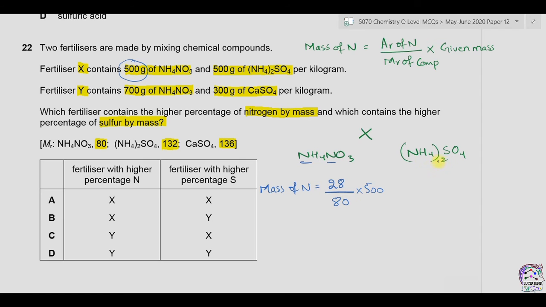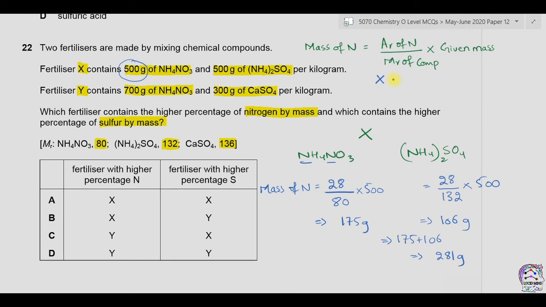Similarly, for ammonium sulfate, there are 2 nitrogen atoms, so we can write 28 divided by the molecular mass of ammonium sulfate, which is 132, multiply by the given mass 500 grams. So it comes equal to 175 grams in ammonium nitrate and 106 grams in ammonium sulfate. So the total mass of nitrogen present in fertilizer X is 175 plus 106, and it comes equal to 281 grams.